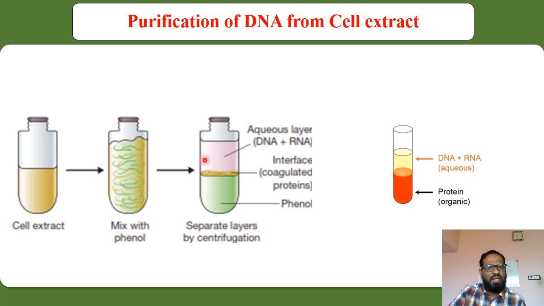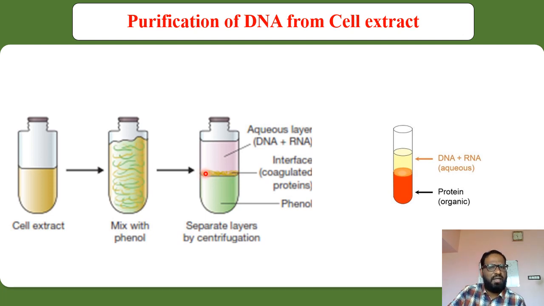This is the other liquid. And what is this liquid? This is the aqueous layer, and in the aqueous layer you will have both DNA as well as RNA. At the interface of the aqueous layer and the organic layer, you will get one white precipitate. And what is this white precipitate? This white precipitate is nothing but the coagulated proteins.